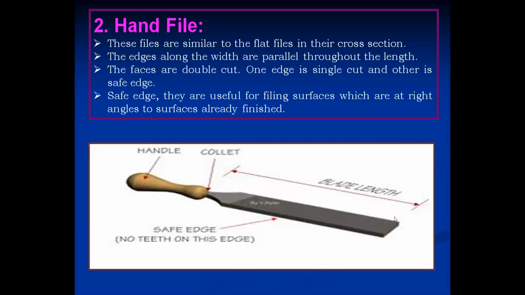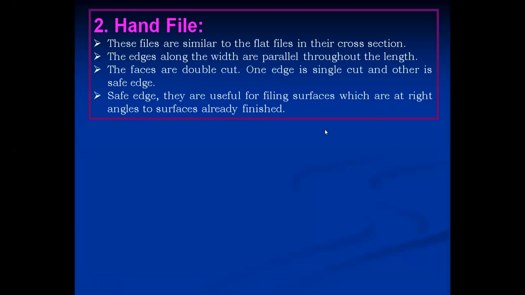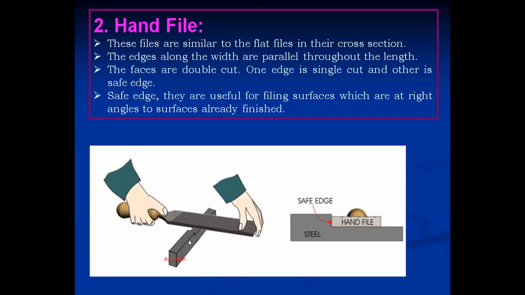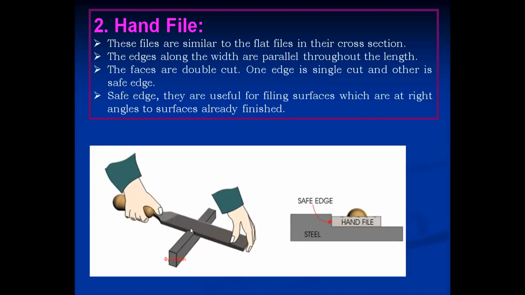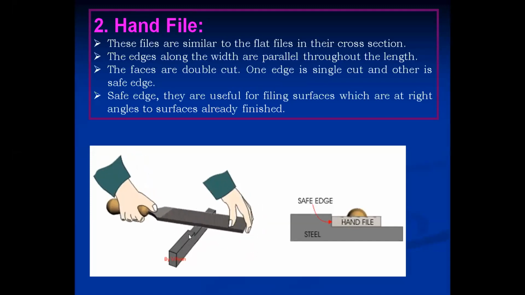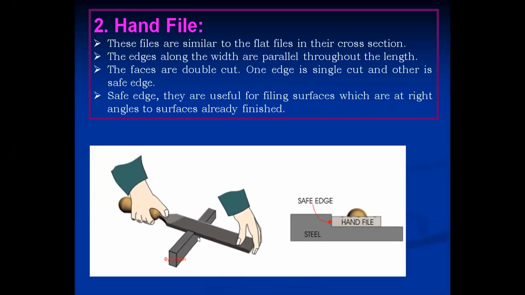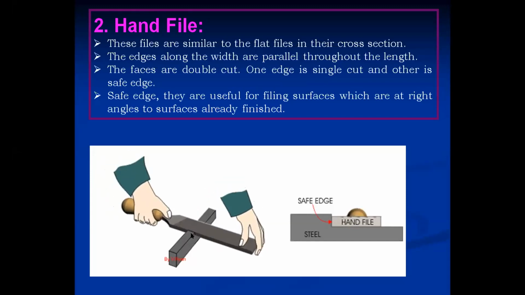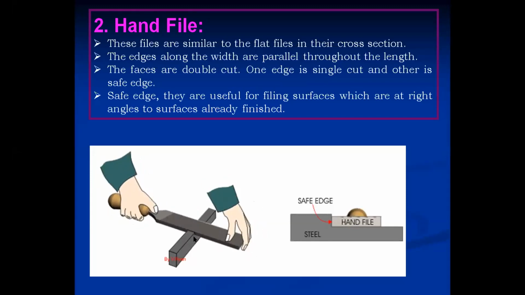They are used for filing surfaces which are at right angles to a surface already finished. Just see here how to use the hand file. In this image, see the right angle. We are finishing the right angle with the hand file. The safe edge is placed against the finished surface, so no damage happens while filing.